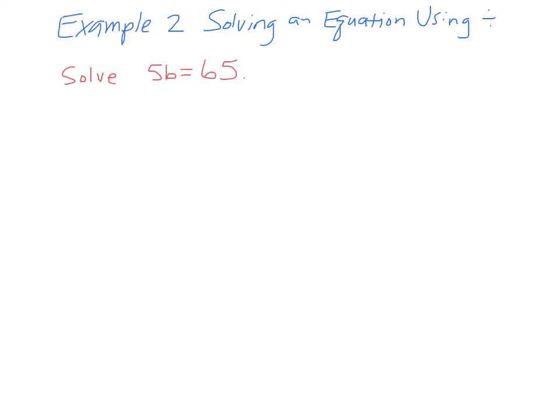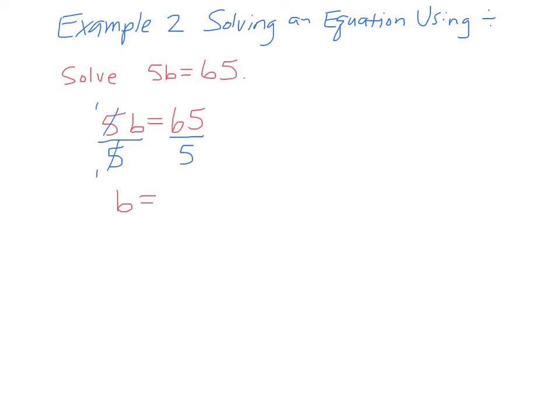Okay, so here's an example. We're solving an equation using division this time. Rewrite your equation. That's a b, not a 6. So 5b equals 65. All I'm going to do is divide out my 5 from this side. So whatever I do over there, I'm going to do over here. When I divide these out, I'm left with 1 and 1. 1 over 1 equals 1, so it gives me 1b, or just b.